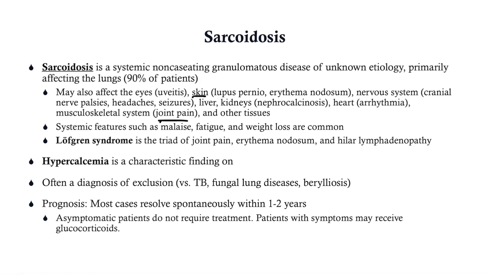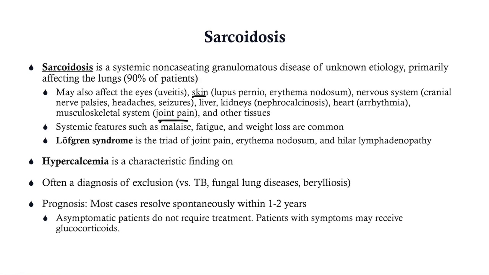There's something called Lofgren syndrome, which is a triad of joint pain, erythema nodosum, and hilar lymphadenopathy. That's very suggestive of sarcoidosis. You could add fever to that, and then you have kind of a quartet rather than a triad. But that's Lofgren syndrome. We see it often in sarcoidosis.